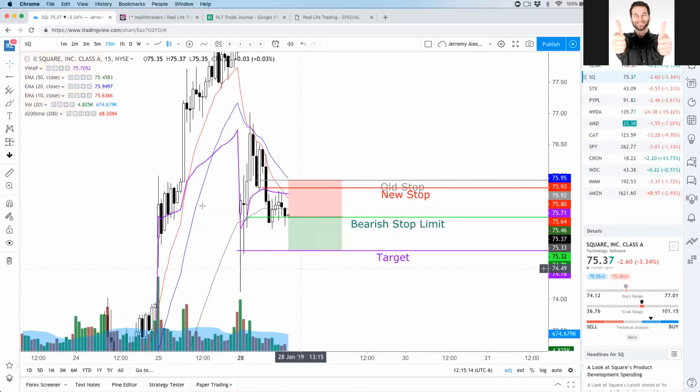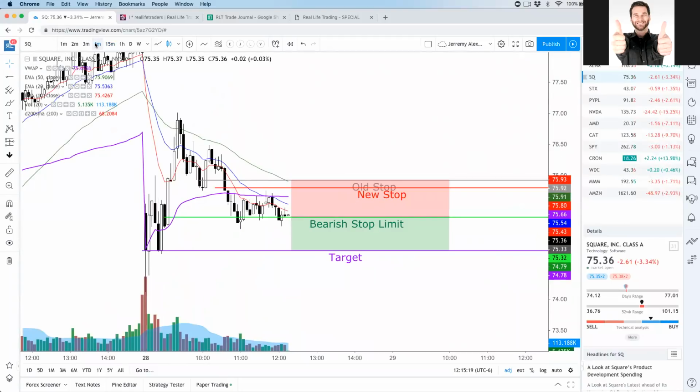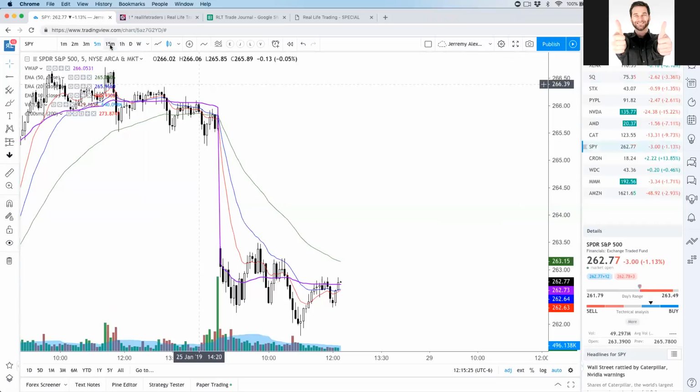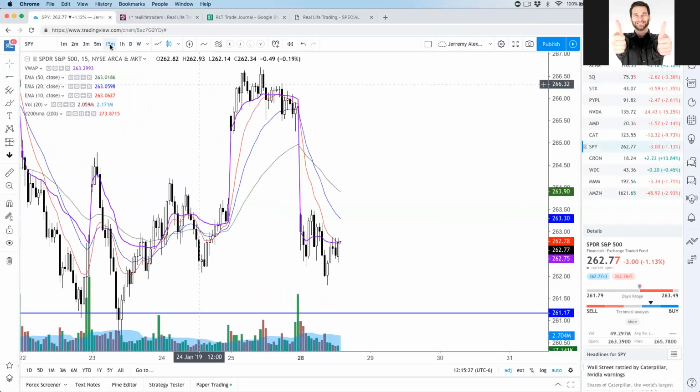Again, the stop is nice above the 10 EMA on the 15. So we'll see what the market gives us later this afternoon. If we get any kind of sideways sell-off, a little breakdown, it could be good for the afternoon.